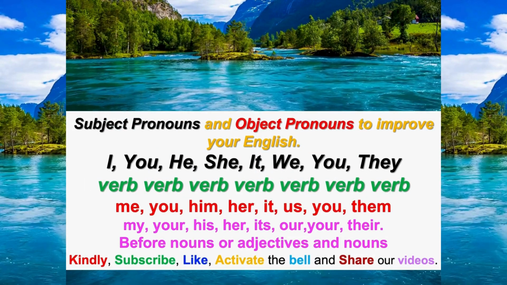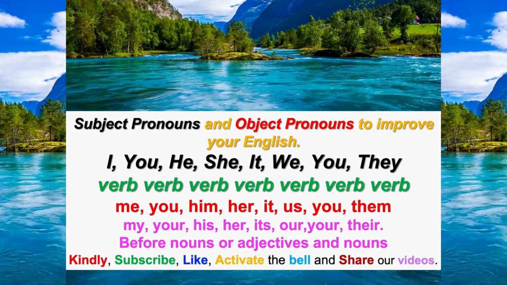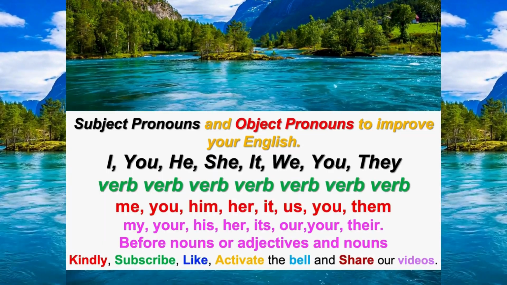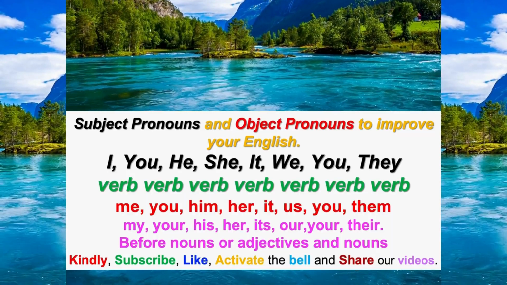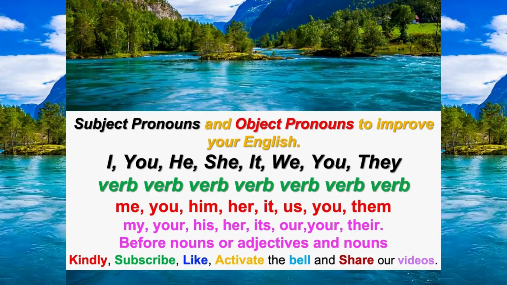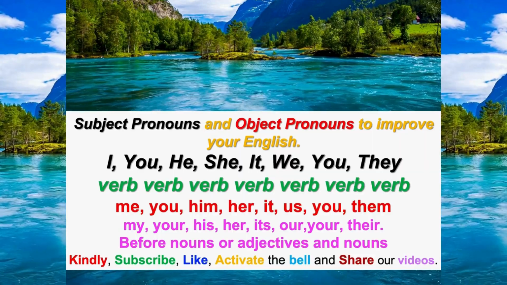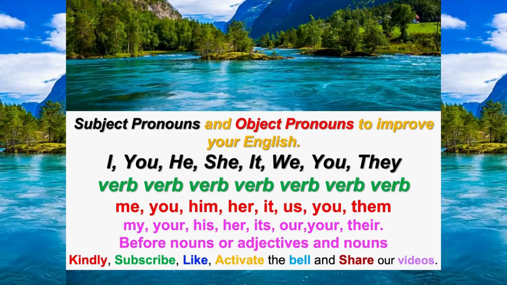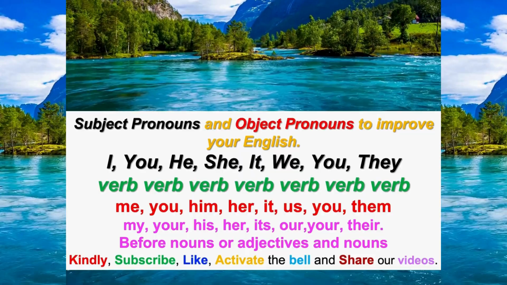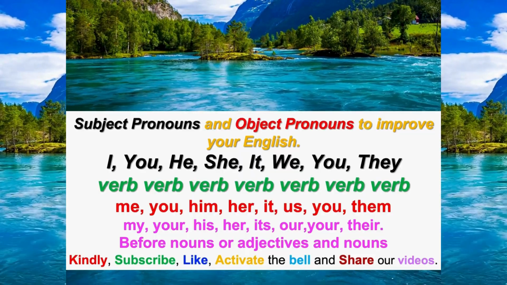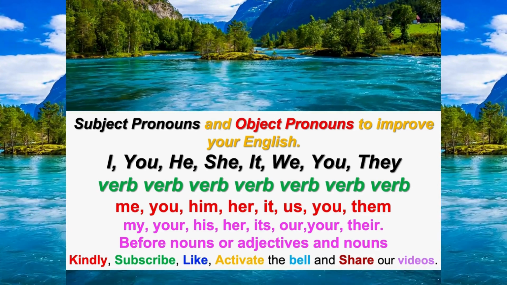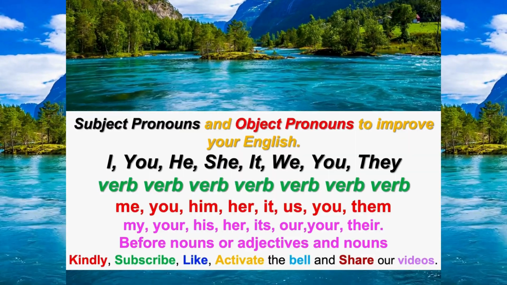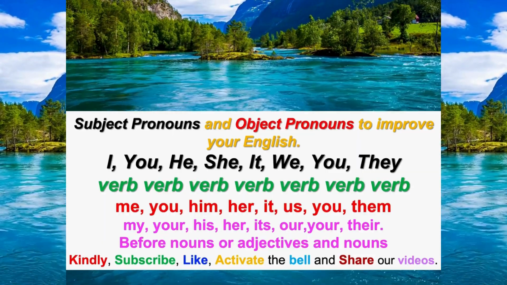Subject pronouns, object pronouns, and possessive adjectives to improve your English. So let's see first subject pronouns: I, you, he, she, it, we, you, they. These pronouns always come before the verb. Object pronouns: me, you, him, her, it, us, you, them, always come after the verb.